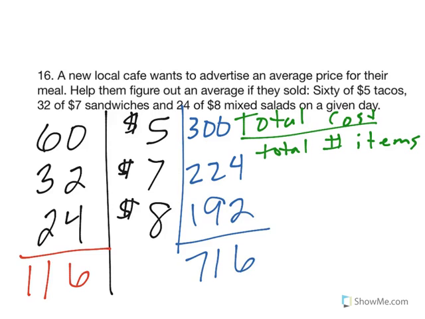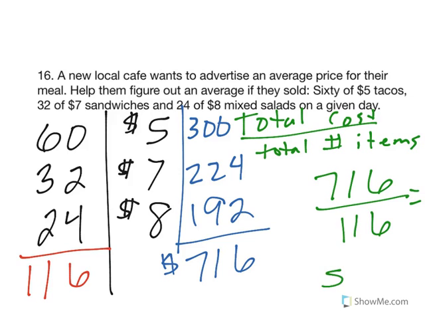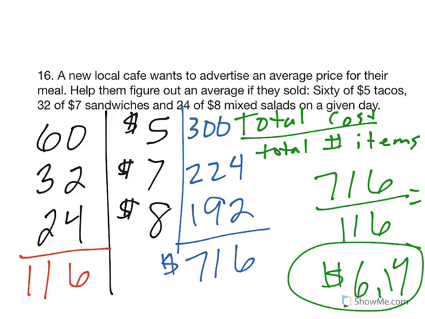So I took in $716 total in 116 items. So when I go back to my average, I've got 716 over 116, which equals $6.17. And that would be my average price for a given day. Okay, which kind of makes sense.